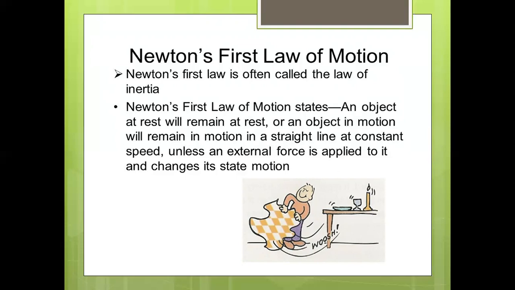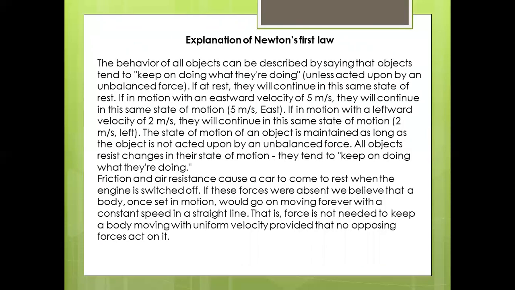Again, a recap of Newton's first law of motion. It is also called the law of inertia. Newton's first law of motion states that an object at rest will remain at rest, or an object in motion will remain in motion in a straight line at constant speed unless an external force or unbalanced force is acting on it and it changes its state, either the state of rest or state of motion.